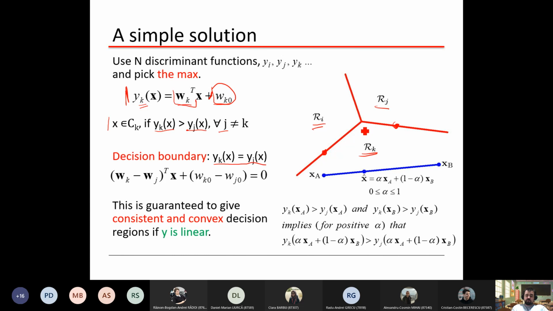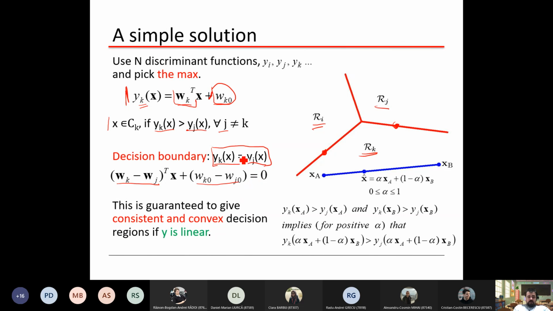So basically, to identify these decision boundaries, the red lines in this figure, all we have to do is use this information that on the border the values should be equal for these classes. And from this, if we subtract one from the other, we obtain this equation: (wk minus wj) transpose multiplied by x plus the difference between the biases, wk0 minus wj0, should be equal to 0.